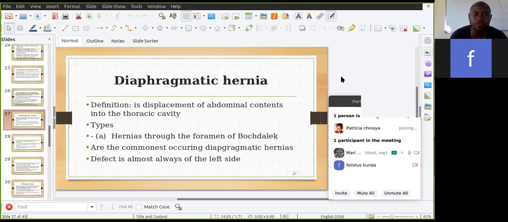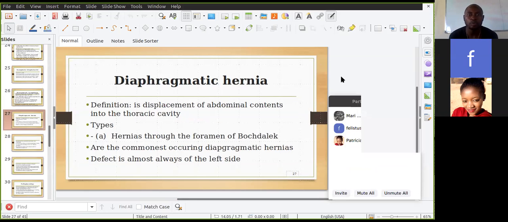So we'll start with diaphragmatic hernia as another type of common congenital abnormality in neonates. We can define diaphragmatic hernia as a displacement of the abdominal contents into the thoracic cavity. There are a lot of types, but we'll concentrate on the type of diaphragmatic hernia which is the most common.